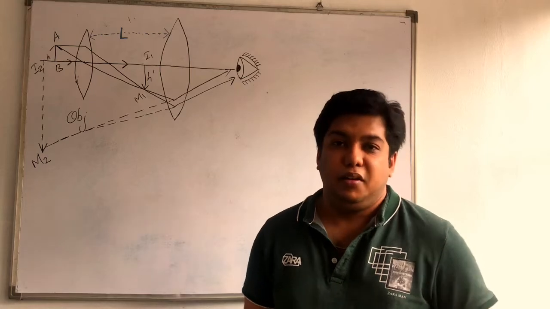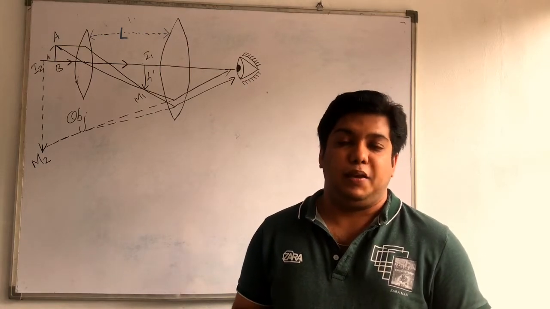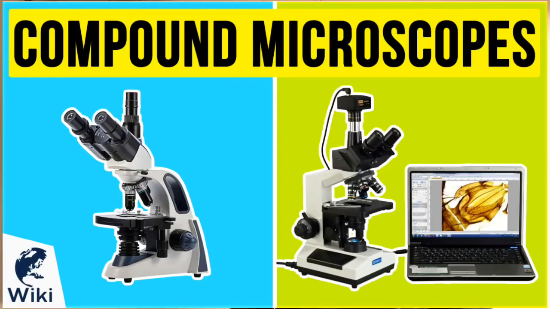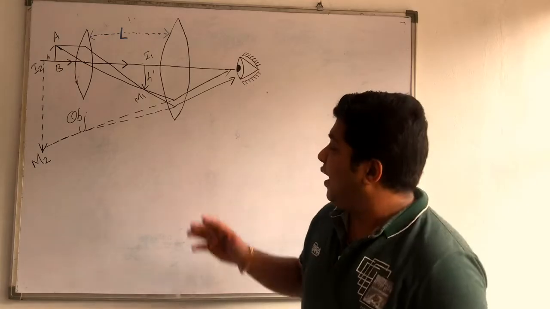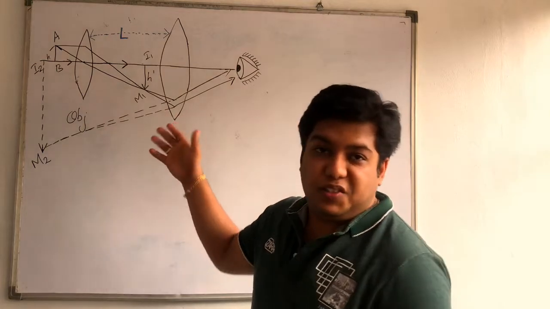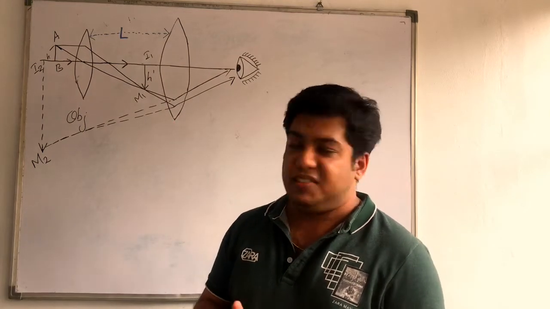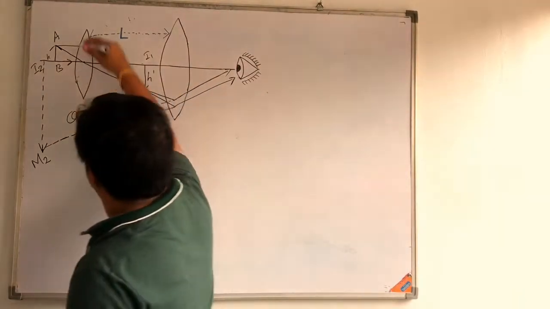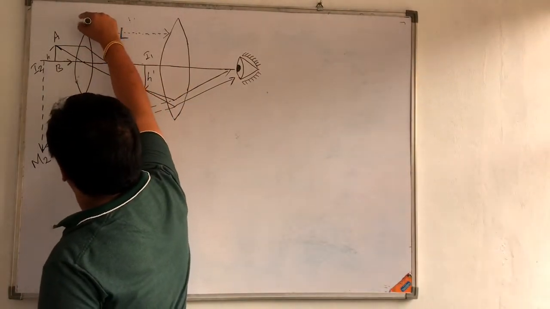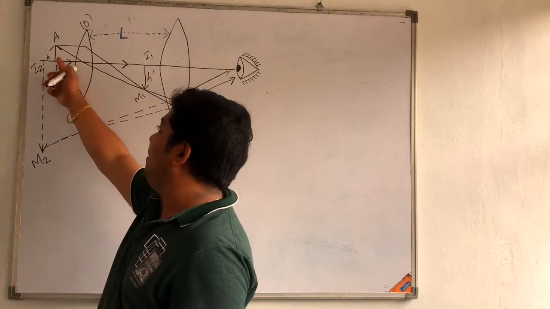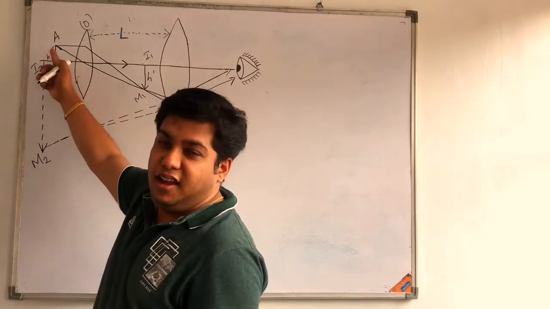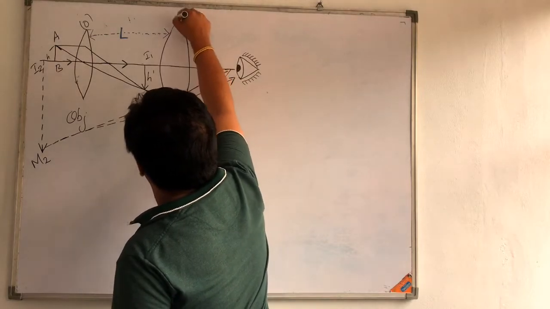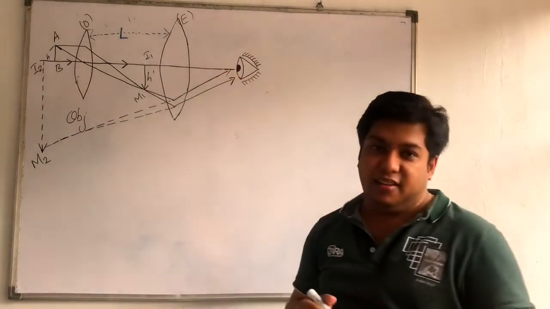In the last video, we discussed a simple microscope. But here we want to discuss a compound microscope. A compound microscope consists of two different lenses. One is called the objective lens. This lens is called the objective because it is in front of the object. And this lens is called the eyepiece because it is in front of the eye.